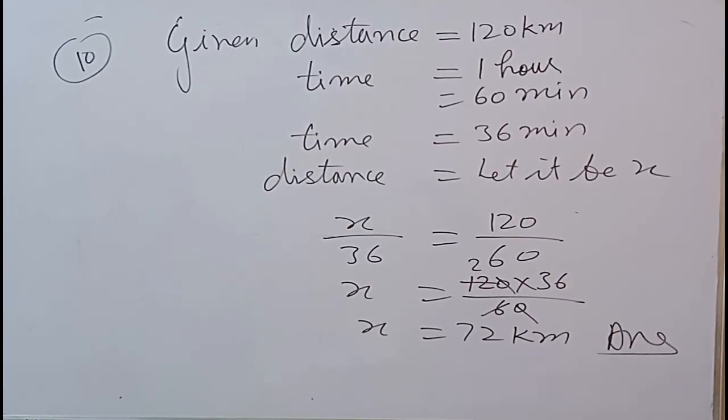Children, I am taking question number 10 of the same exercise. The question is that a train is moving with a uniform speed of 120 km per hour. How far will it travel in 36 minutes? So I am taking question number 10, first part. First write down the distance covered by the train is 120, and the time is 1 hour. I am changing the 1 hour into 60 minutes. 1 hour is 60 minutes. And the time is again given as 36 minutes, and the distance we have to find out. So let it be x.